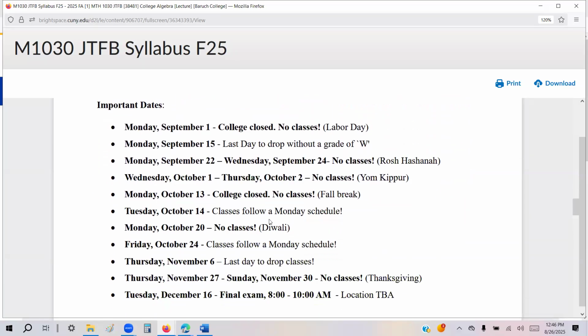And then these are the most important dates for this semester. We have two weird dates. One of them is Friday. You're supposed to come here on October 24, but you're not going to come here. You're going to go to your Monday classes. Another one is somewhere here.